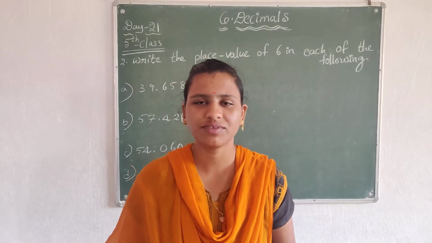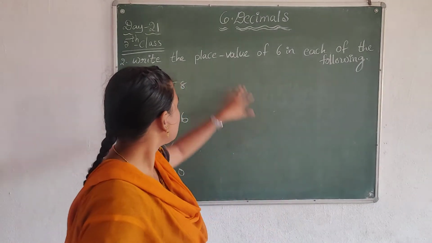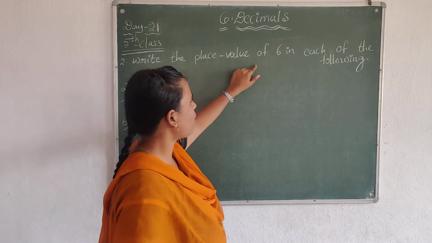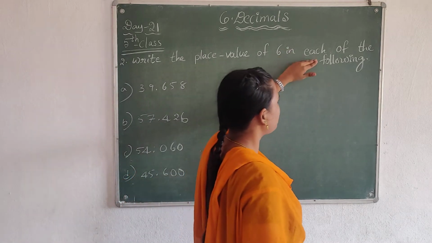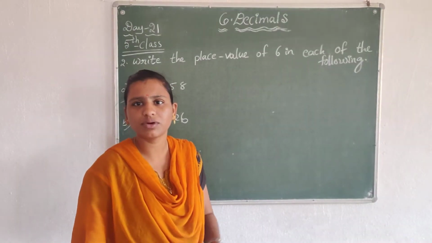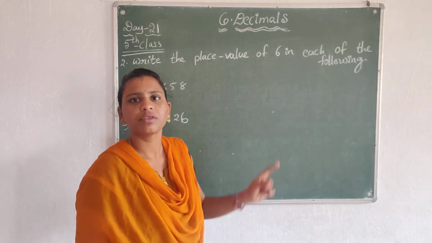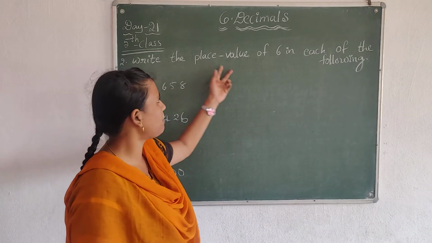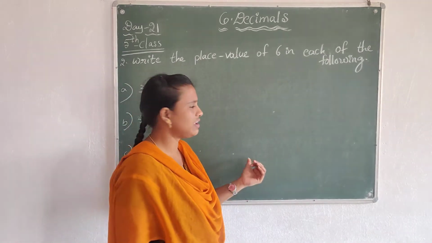Good morning students. Today we are discussing the 6th chapter. The topic is: write the place value of 6 in each of the following. In your last class we learned about the place value chart. Here we are learning place values. Write the place values. Okay, let's see, all of you.